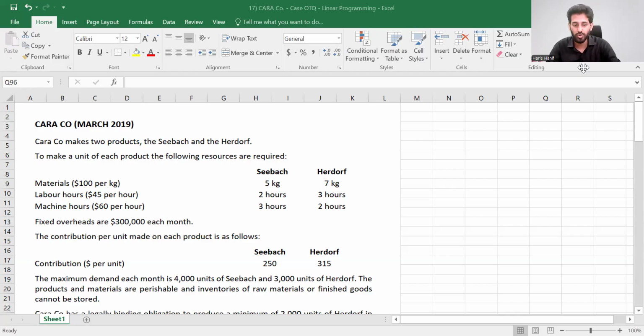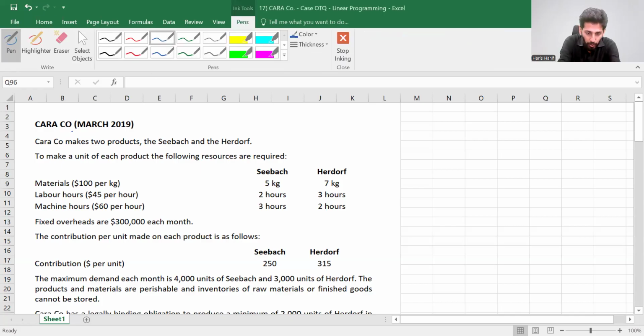Now we are going to solve this case OTQ, which I have extracted from a past exam paper from March 2019. It is the real past paper of ACCA paper PM, and the name of the question is CARA company, and the topic name is linear programming. Now let's move on.